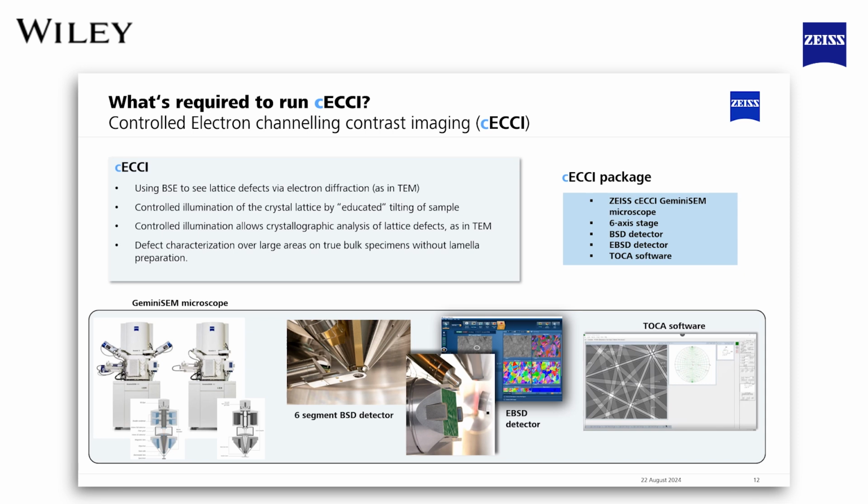The slide here shows you the breakdown of what a typical controlled ECCI package comprises. All of these components are necessary for running a successful experiment. So you would need the Gemini SEM microscope, a 6-axis stage, a dedicated pole piece mounted BSD detector, an eBSD detector, and finally the TOCA software, which is designed and developed by Stefan.